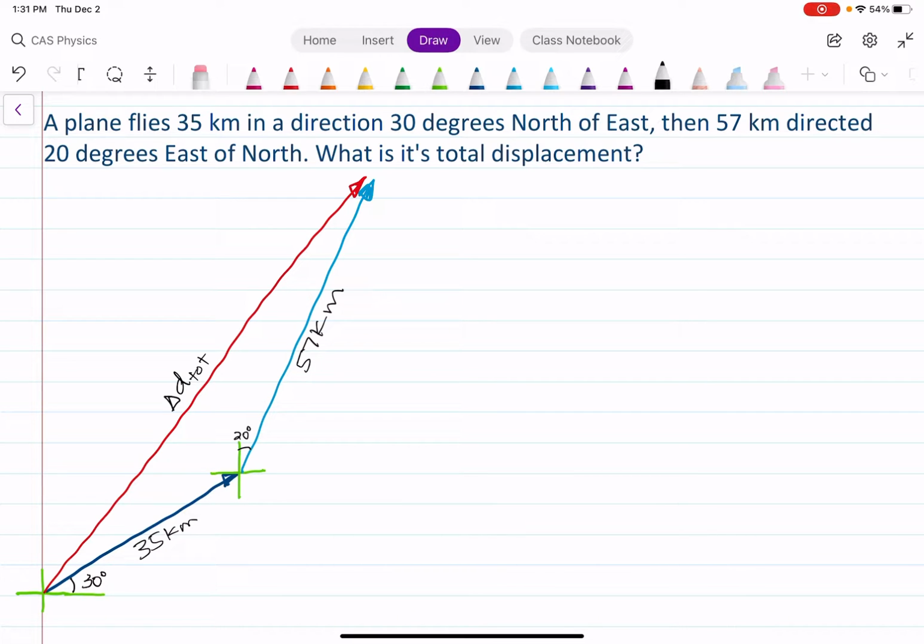But what we have is a plane flies 35 kilometers in a direction 30 degrees, and this says north of east. So what that means is you start east and you swing north. So this pink arrow that I drew down there, that's 30 degrees north of east. So that first, and you always measure your angle relative to the tail of the arrow.